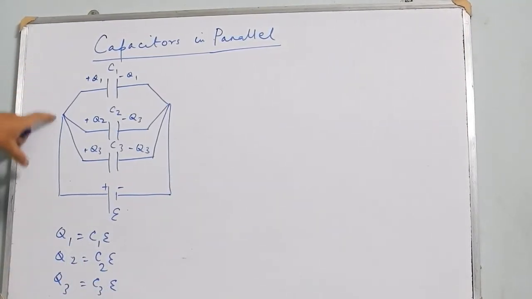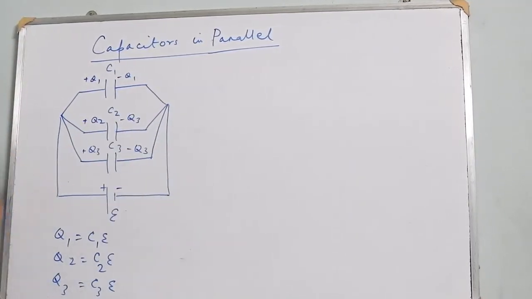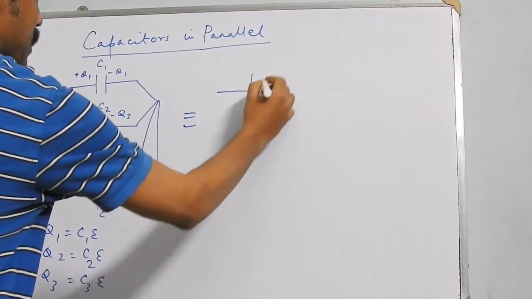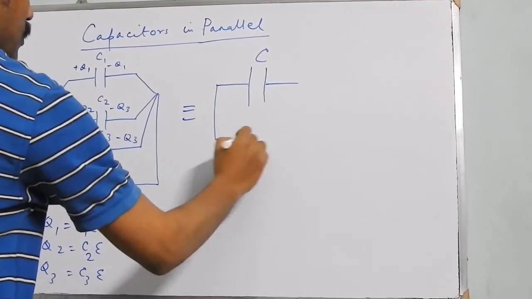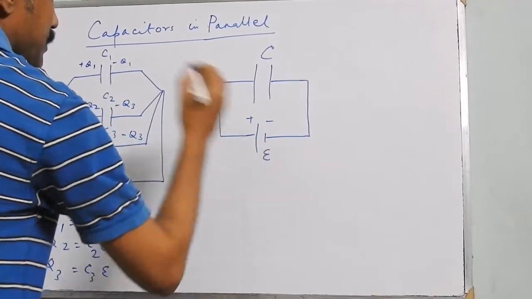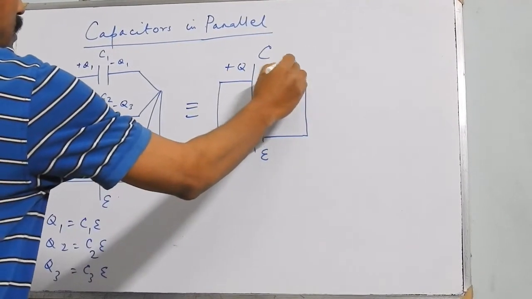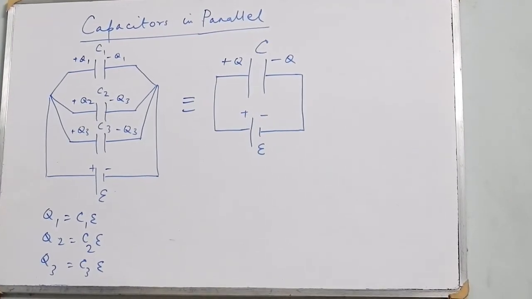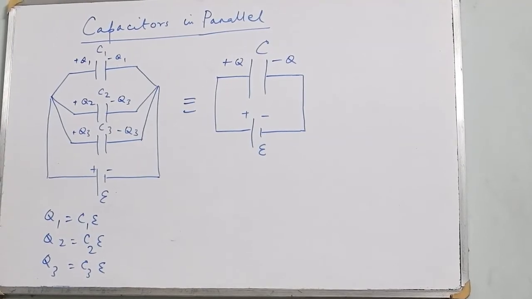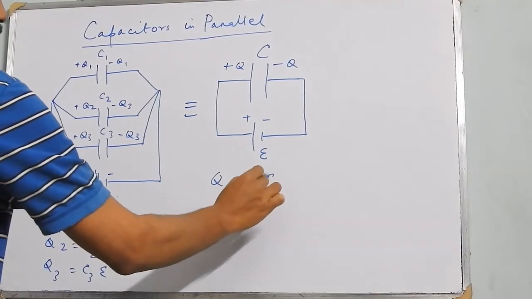So if we replace the combination of these three capacitors by a single capacitor such that the same battery is connected across its ends, what we get is a single capacitor of capacitance C, and the same battery is connected at its ends. Now suppose this battery deposits charge Q on the capacitor, then this C will be called the equivalent capacitance of the parallel combination of these three capacitances. So therefore from here we can write Q equal to CE.